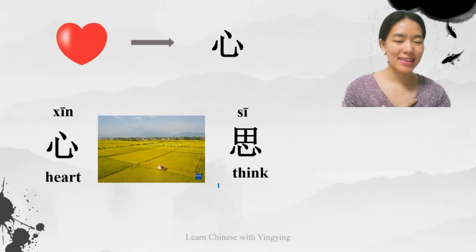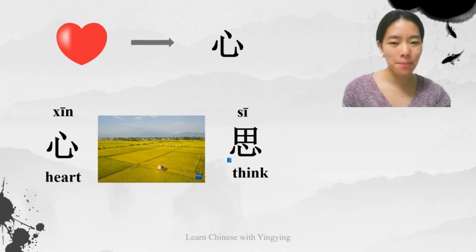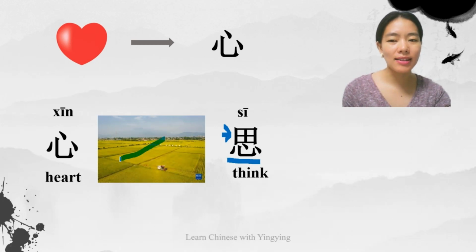Okay, this one is si, and it means think. So can you find heart in this word? It's quite obvious, isn't it? The below part. And the top of this word, do you see here? This actually is an independent word in Chinese. It means farming land. And you can see a strong association between the two and the actual farming land.